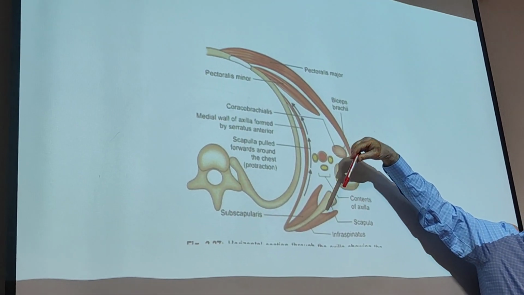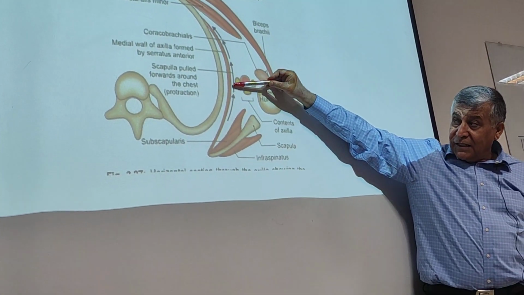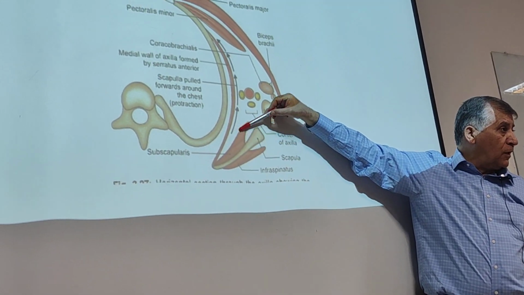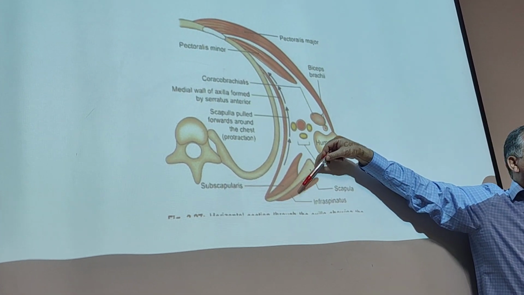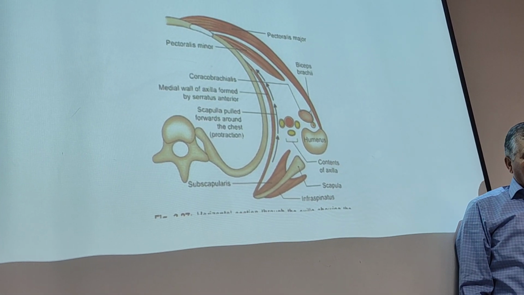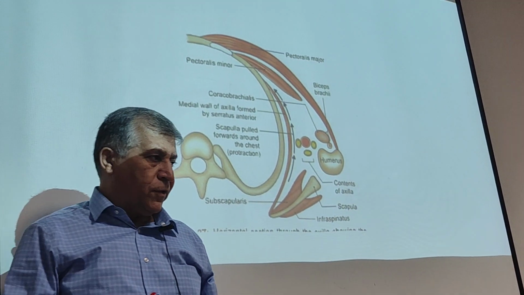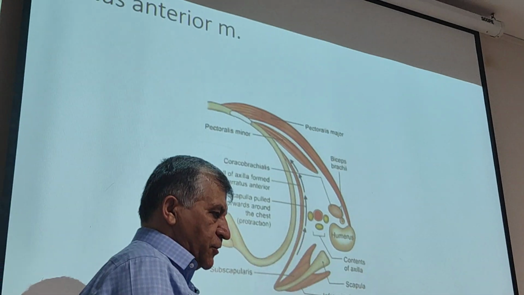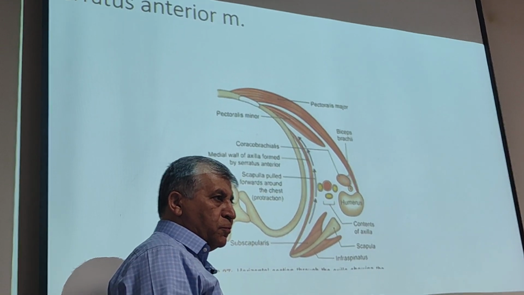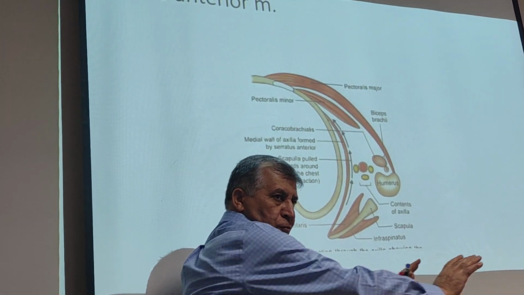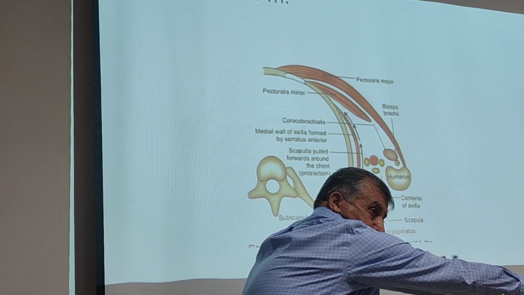The function of this muscle: this figure shows the function. Serratus anterior moves the scapula anteriorly. This function is protraction. Okay? Protraction. I want to push a car. Okay? Flexion of shoulder and protraction.